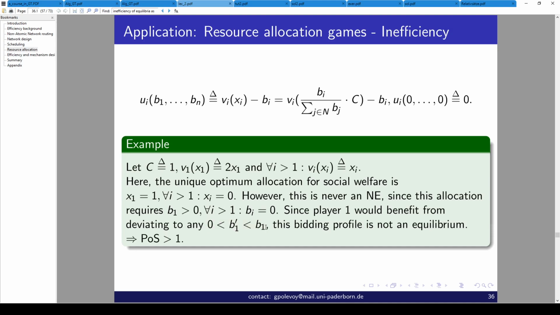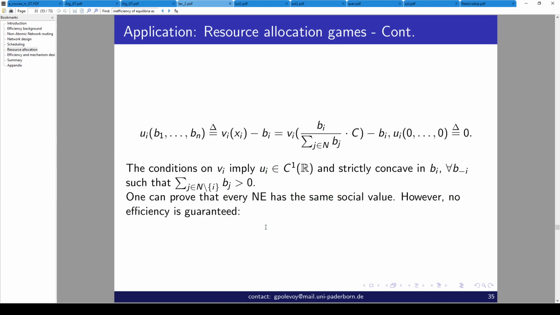The price of stability and the price of anarchy are the same here, as we said. We proved it for the price of stability, but actually they are both the same here. Actually, no, wait a second. We proved that every optimum allocation is not an equilibrium. So there is no equilibrium which is optimum. Both the price of stability and the price of anarchy are greater than 1. And as I said, it can be proven that all equilibria always have the same social value.